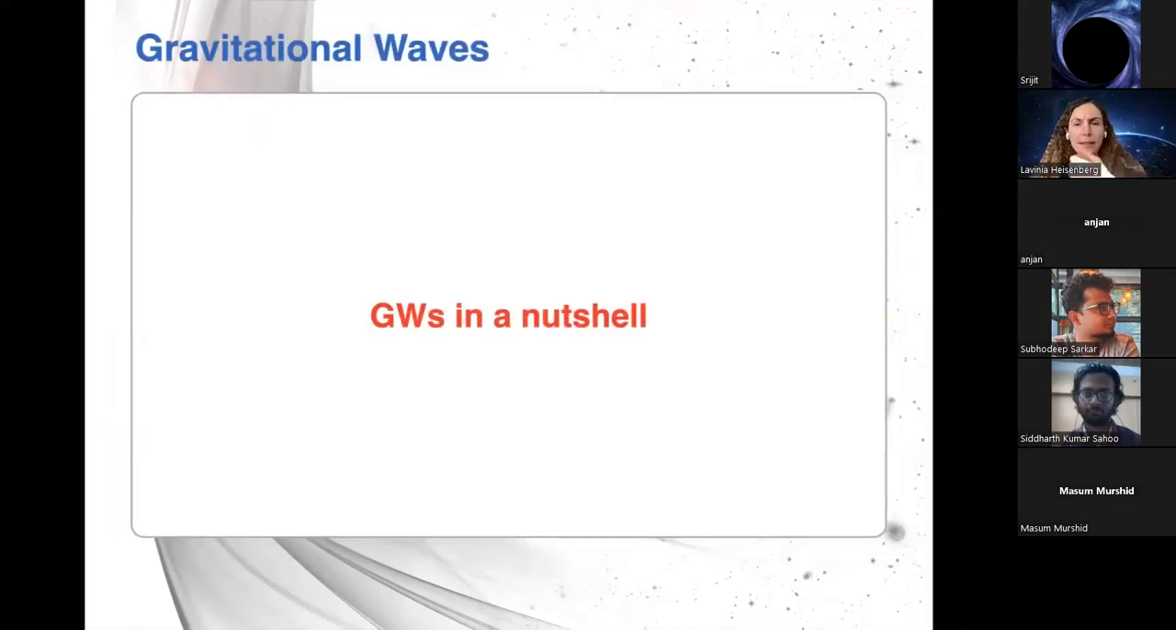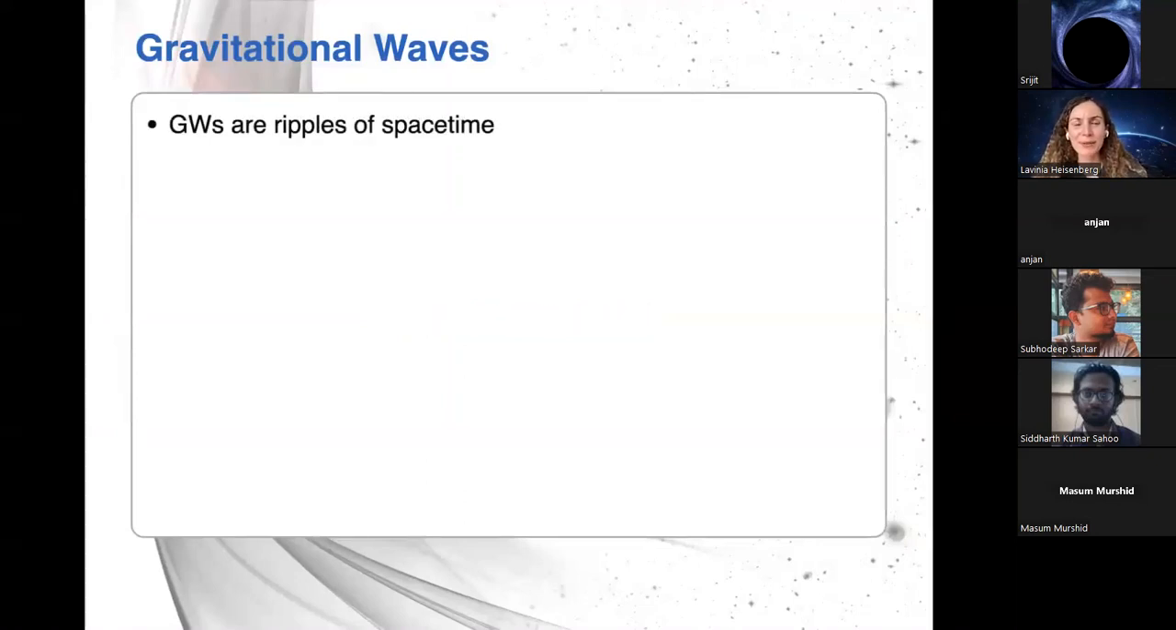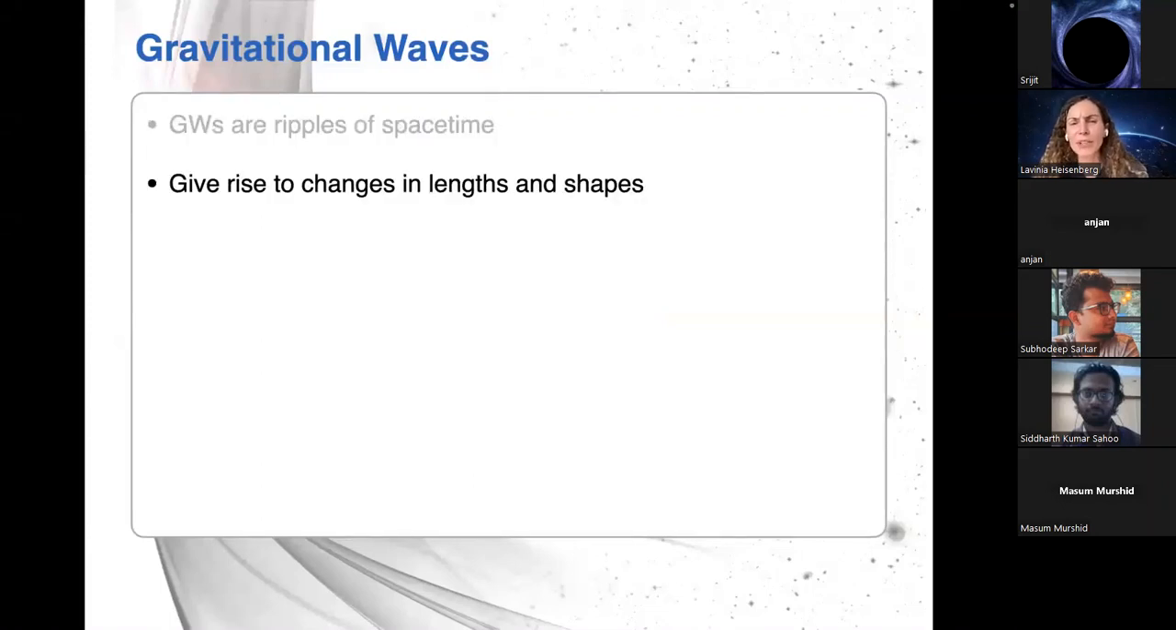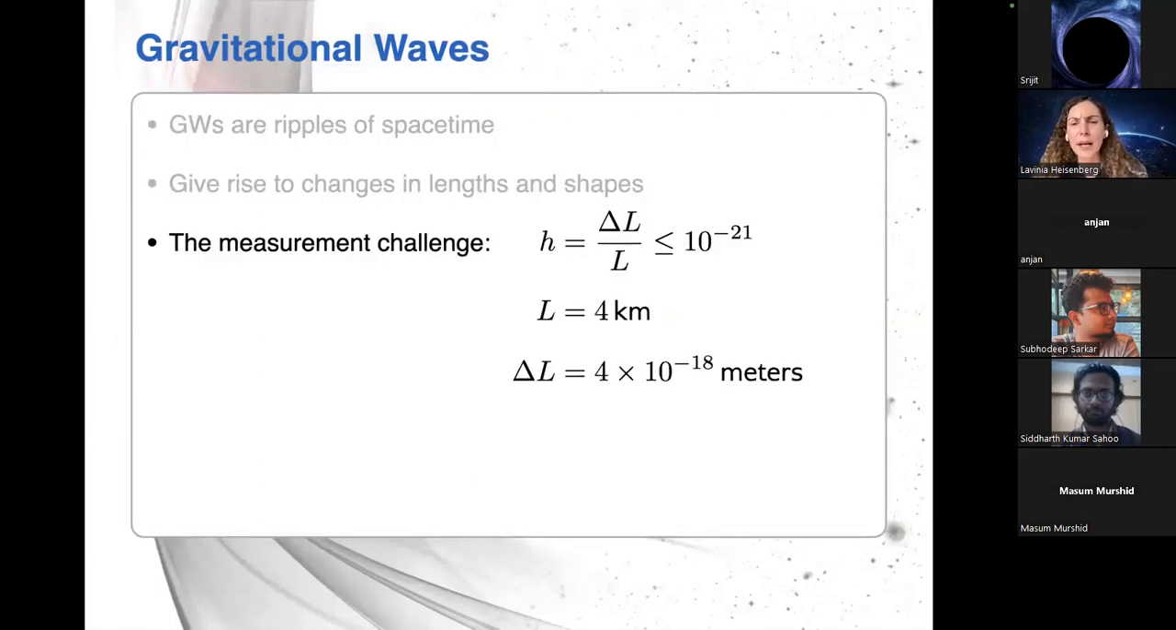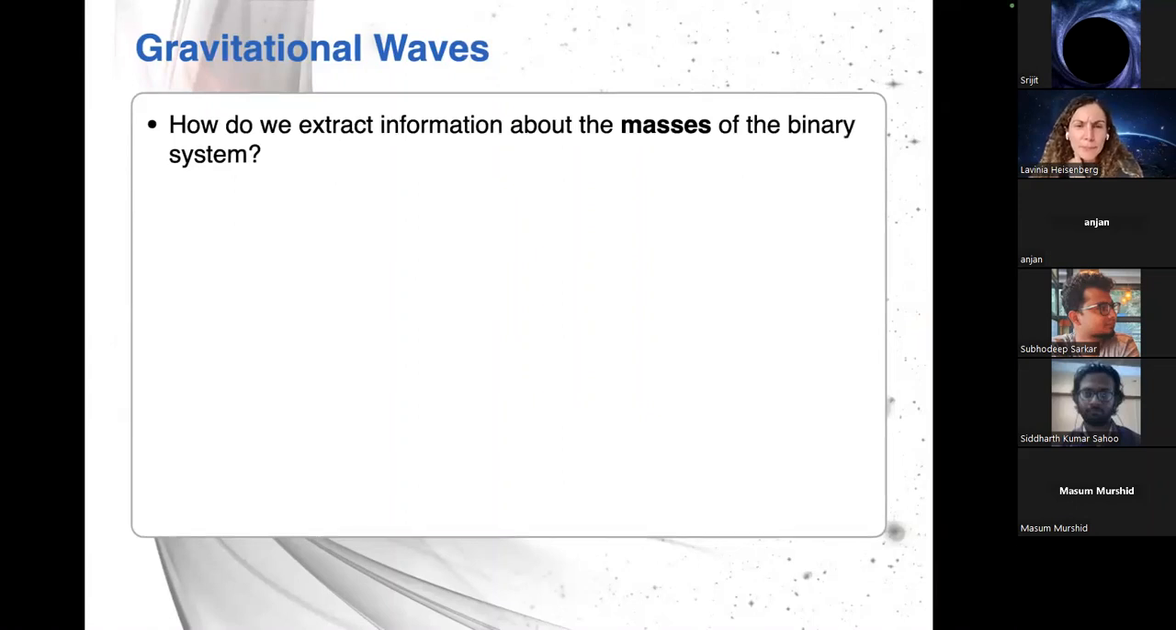So then let me introduce gravitational waves in a nutshell. Gravitational waves are ripples of space-time, and they give rise to changes in lengths and shapes. Nevertheless, it's not so easy to measure these changes because they're really super duper tiny. As you can see, 10 to minus 18 meters. Nevertheless, we are now able to measure them.